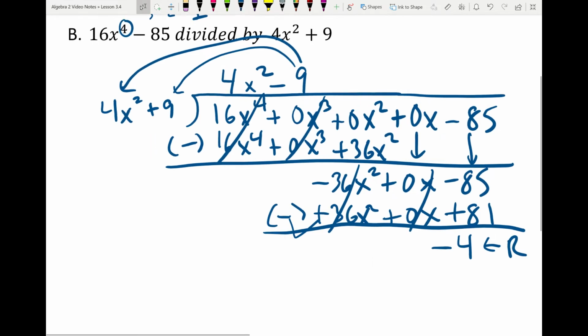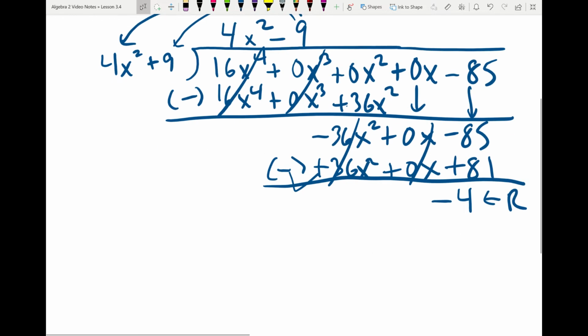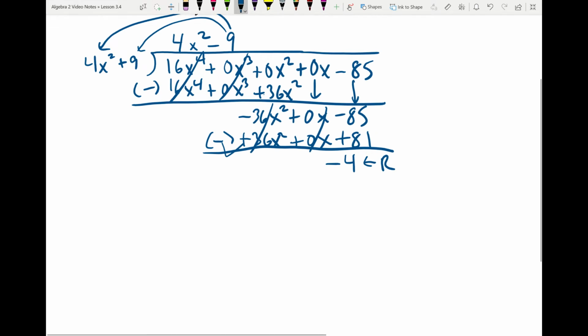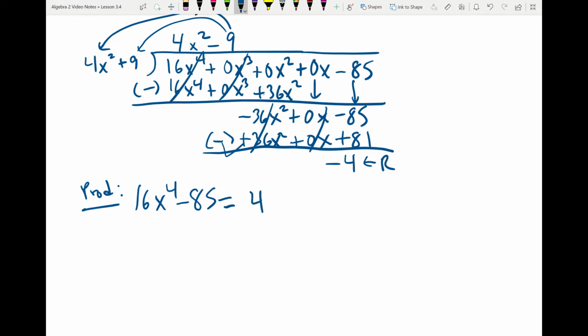So if we want to write our final answer, we need to write it in the product form and quotient form just to practice. So the product form: 16x to the fourth minus 85 is equal to, that's our dividend, equals our quotient times our divisor plus our remainder. And our remainder is negative 4, so I'm going to write it as minus 4. So that's the product form.